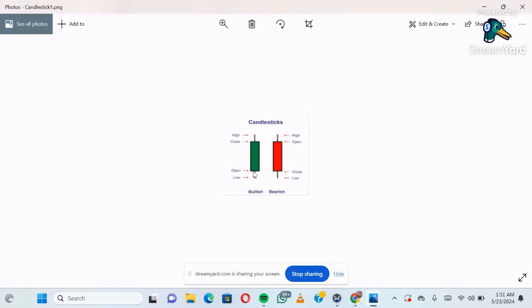Don't forget, this is the opening price. So sellers push the market. Don't forget, the market is a fluctuating market. It is not a static market. It is always moving. So the sellers push the market to the downside.